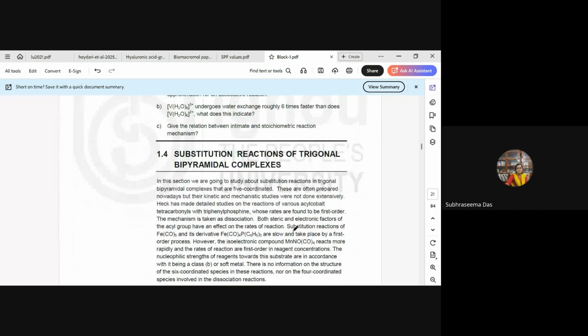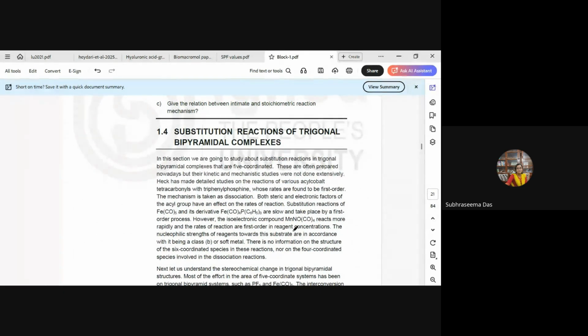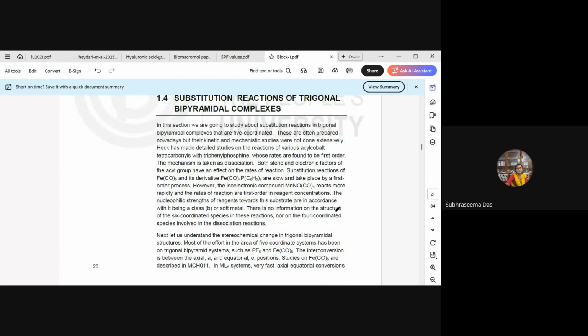Now coming to substitution reactions of trigonal bipyramidal complexes. In this section, we'll study the substitution reactions in TBP complexes, which have coordination number 5. They are very frequently prepared nowadays, but their kinetic and mechanistic studies have not been explored. In particular, various acyl cobalt tetracarbonyls with PPh3, and Fe(CO)4 PPh3, have been studied, and attempts have been made to understand the kinetics.